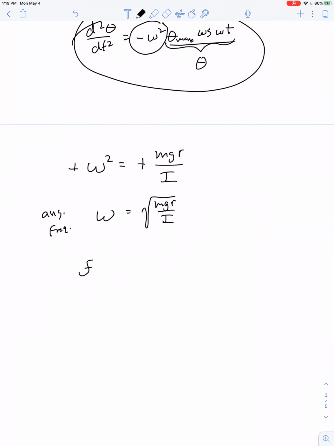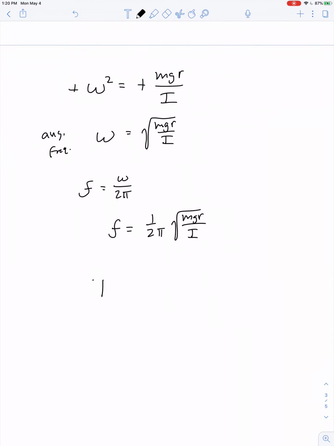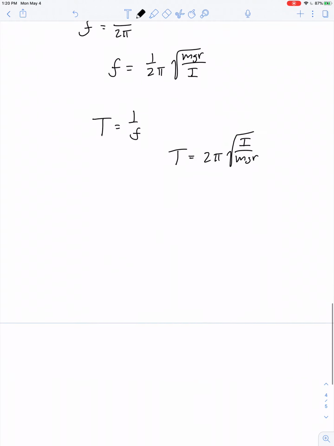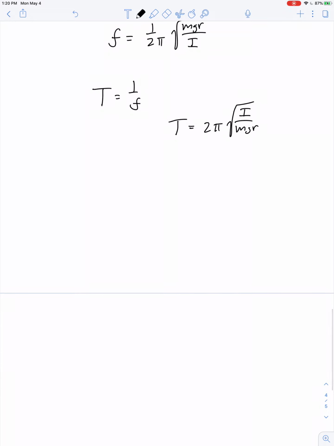And frequency in hertz is angular frequency in radians per second divided by 2 pi radians per cycle. So the frequency in hertz is 1 over 2 pi times the square root of mgr over I. So that means the period, being the inverse of frequency, must be equal to 2 pi times the square root of I over mgr. This is all starting to look a little too familiar, huh?